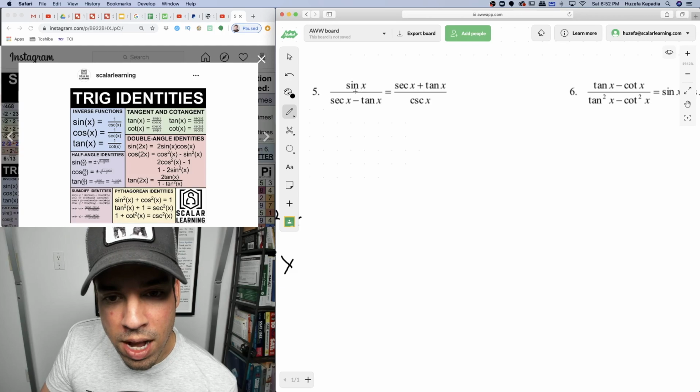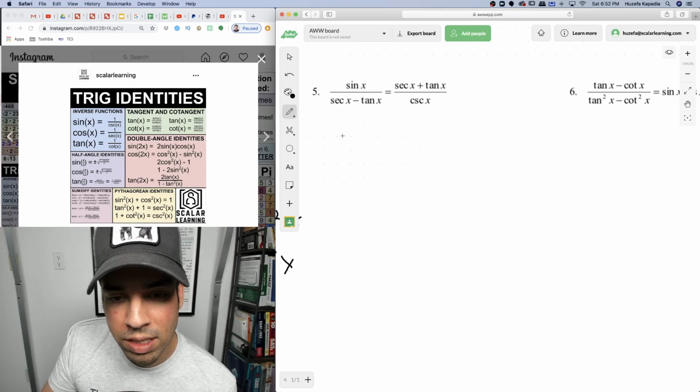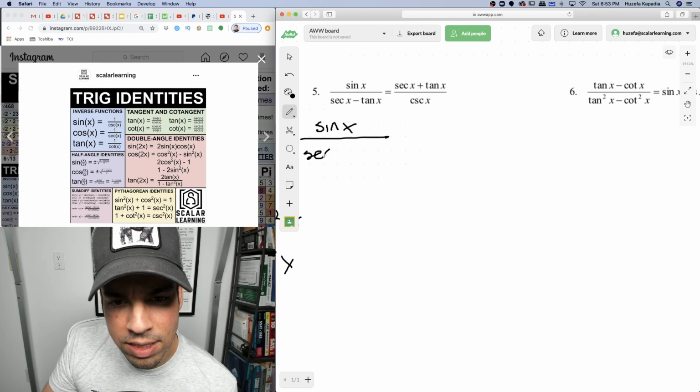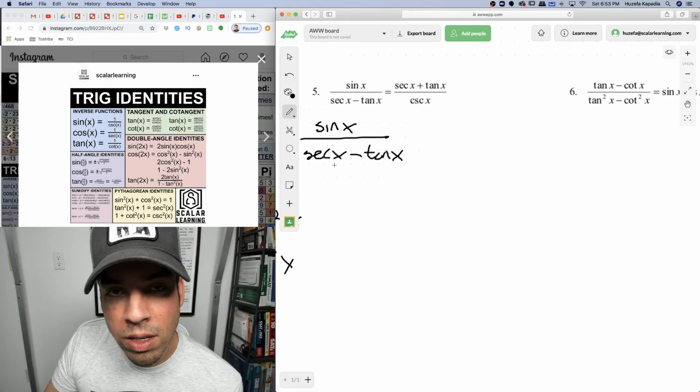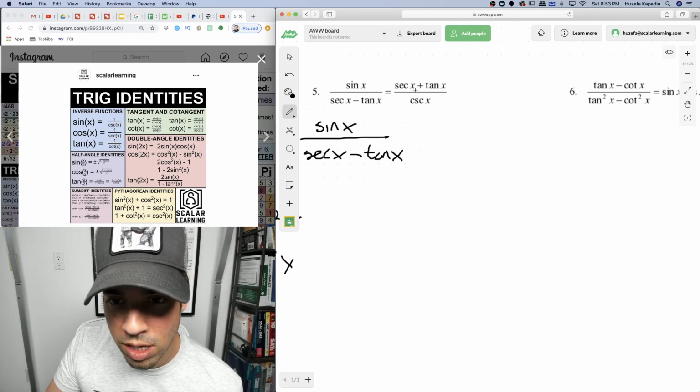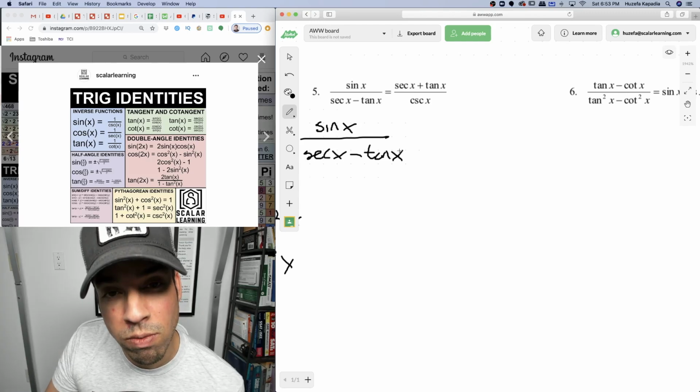Now we come to number 5, and we've got sine of x over secant x minus tangent of x. So again, let's manipulate this left side. I've got sine of x over secant of x minus tangent of x. What I'm looking at here is a problem: I've got 2 terms on the bottom and I need to get 2 terms on the top. Kind of need to reverse everything, right?